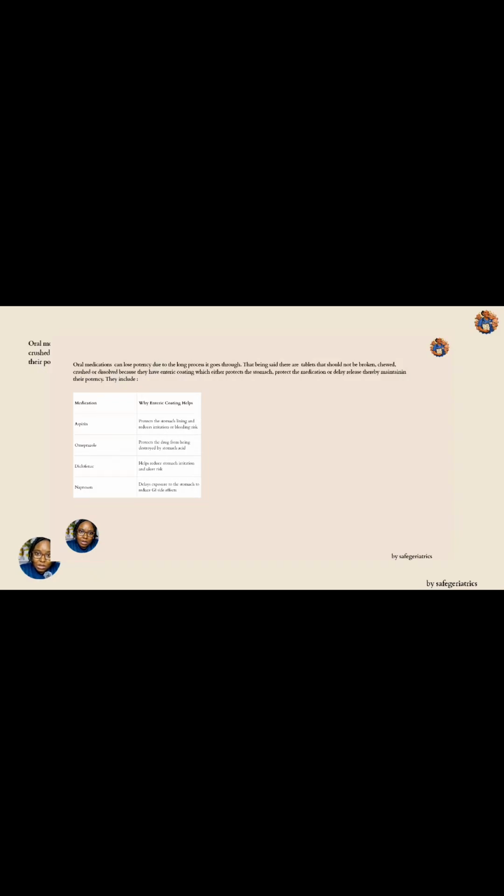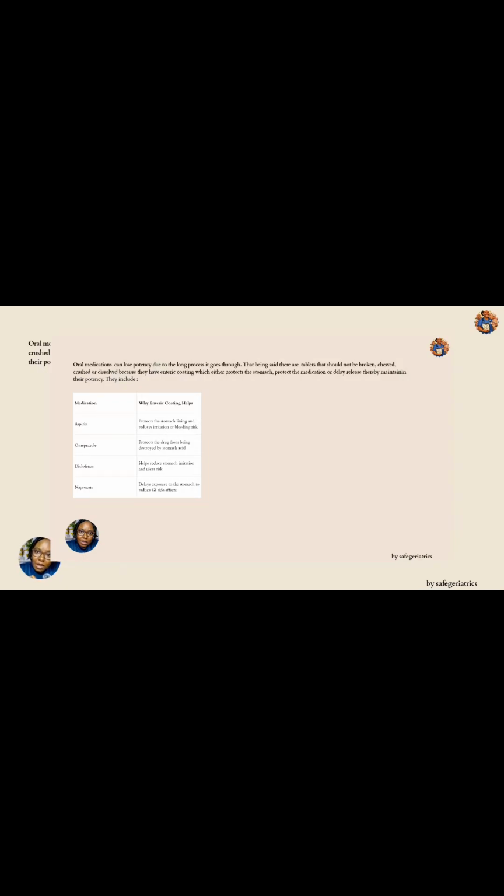Another reason they are coated is some of them can be lost in the stomach through that process of digestion. And another reason they coat it is because they do not want immediate release. They want it to be delayed and then start releasing in the small intestine. So some of those medicines are aspirin, omeprazole, diclofenac, naproxen.